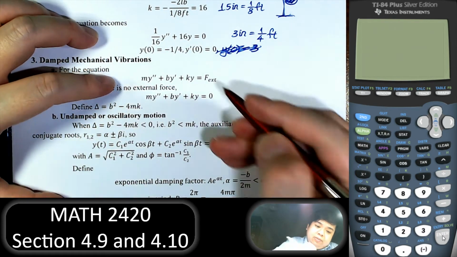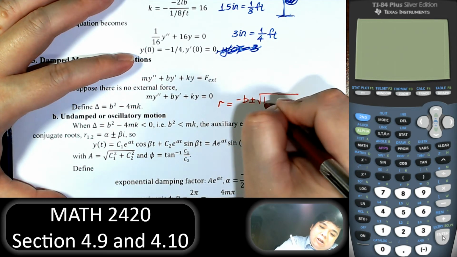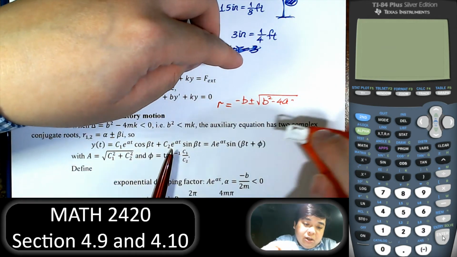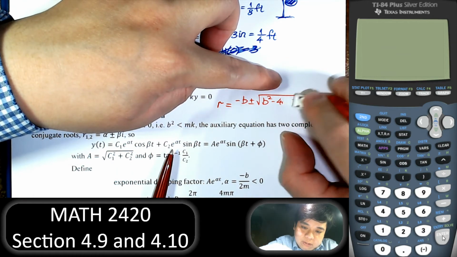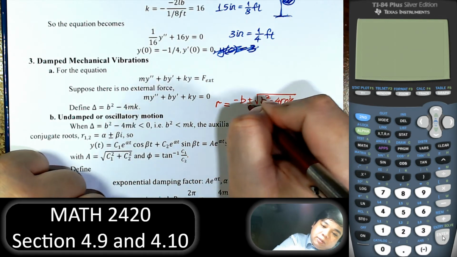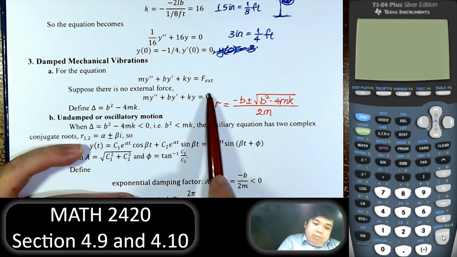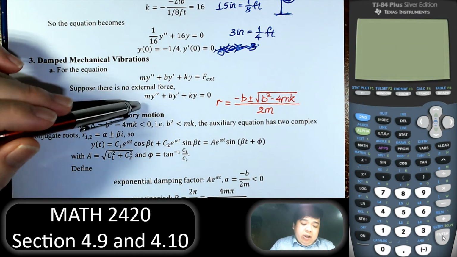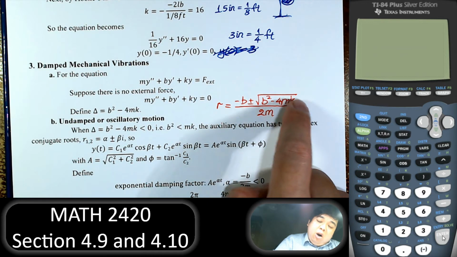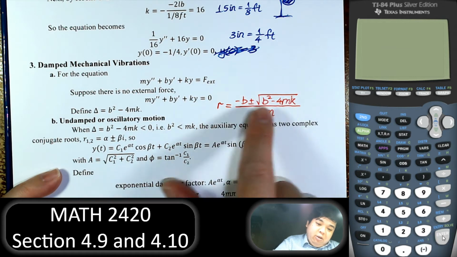Of course, the solution of the auxiliary equation is negative B plus or minus the square root of B squared minus 4AC. In this particular case it would be B squared minus 4MK, over 2M. So that is the solution for this quadratic auxiliary equation. That's why we determine the part that is inside the square root. From that auxiliary equation, the solution is going to be in this form, right?